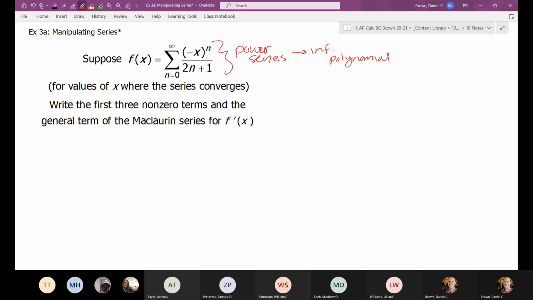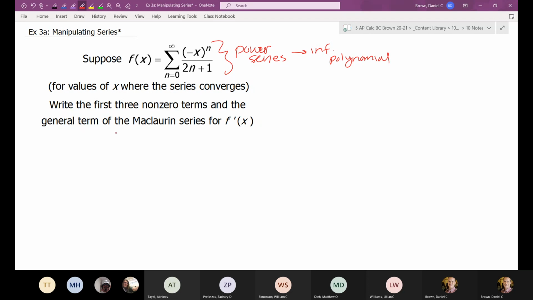I like to remind myself of that because a polynomial is literally the easiest function to deal with in math. It has an easy derivative, it has an easy integral. So as long as you just keep telling yourself that crazy looking sigma is just a polynomial, it makes it a lot easier to deal with. So let's go ahead and just take the derivative of it.